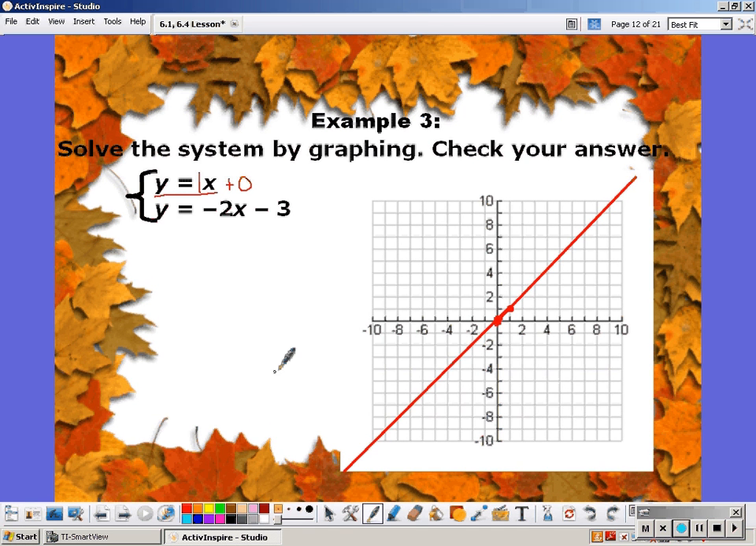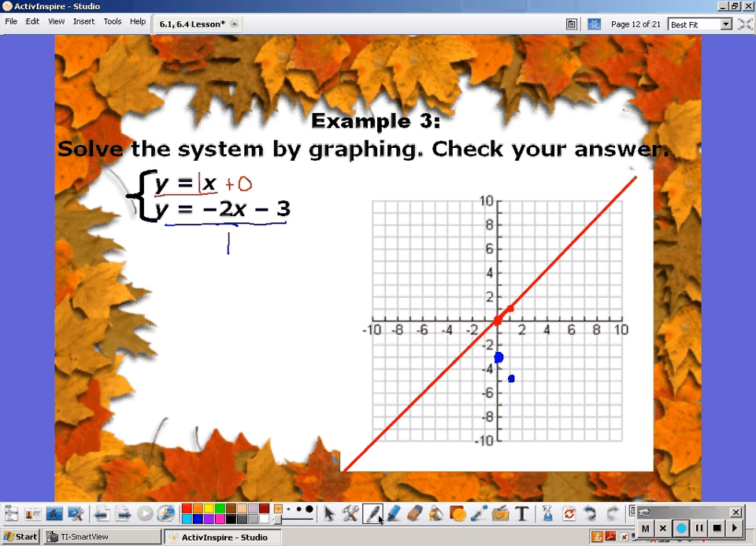Now let's do the second line. We'll do the second line in blue. Our y-intercept is negative 3, so we go down to negative 3. We put a dot. And our slope is negative 2. That's like negative 2 over 1. So from this dot we go down 2, 1, 2, and we go to the right 1.